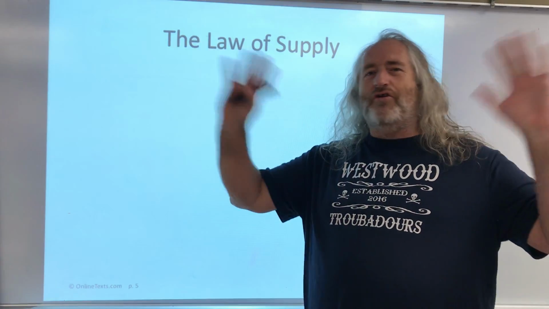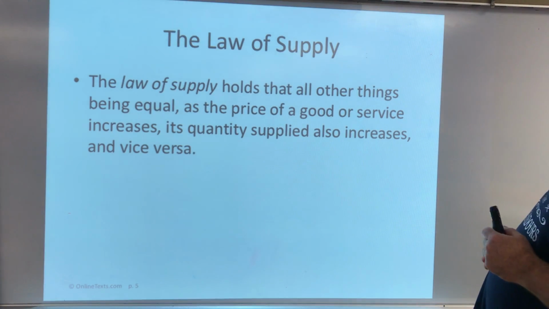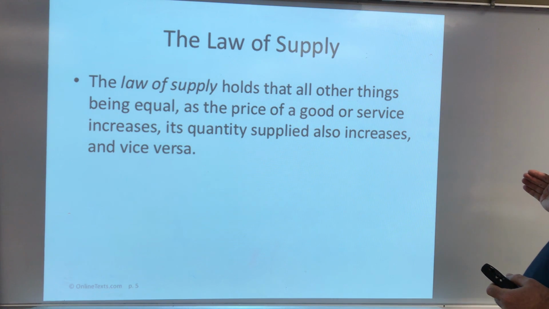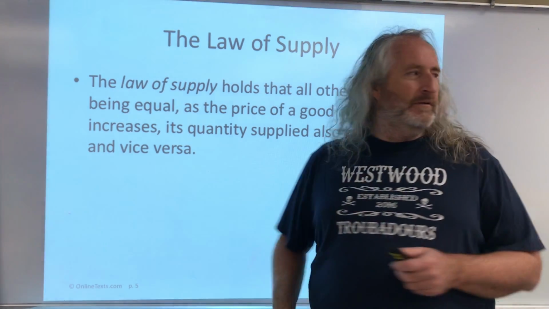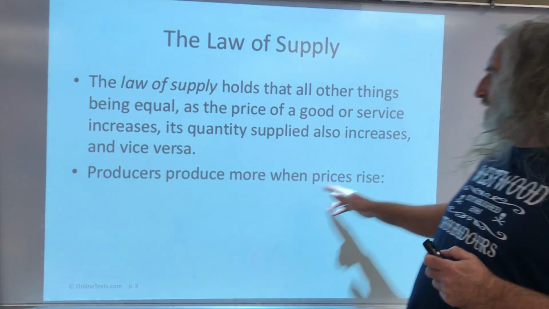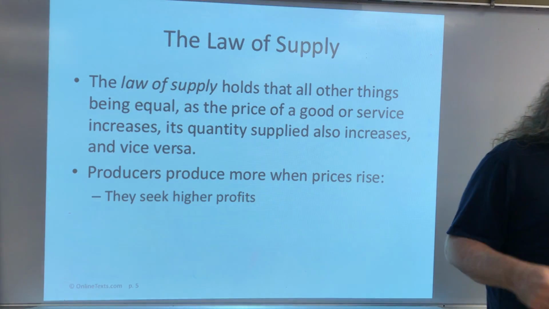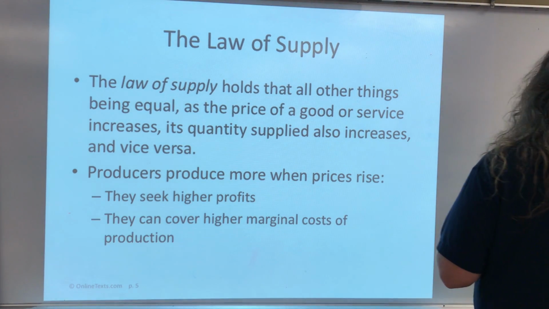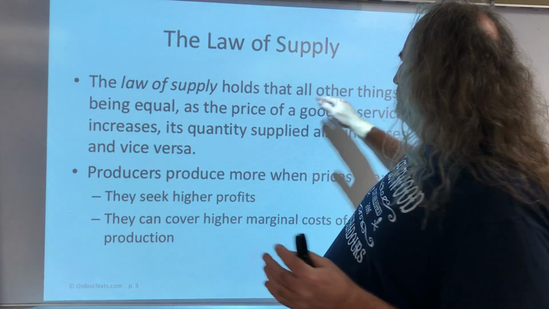And this is one of those just holy things that all economists will talk about. The law of supply holds that all other things being equal, as the price of a good or a service increases, its quantity supplied also increases, and the inverse or vice versa is true. So let's think about that for a second. Producers will produce more when prices go up because they seek higher profits, and also they can cover the higher marginal cost of production.